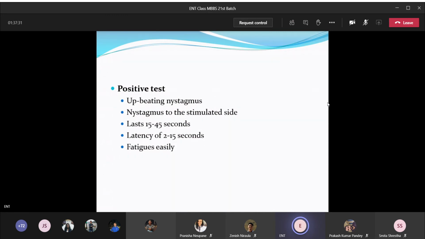So Dix-Hallpike test is positive when we get an upbeating nystagmus towards the stimulated side. The nystagmus usually lasts for 15 to 45 seconds and it has a latency of 2 to 15 seconds and it is fatigable, that is, it fatigues easily.